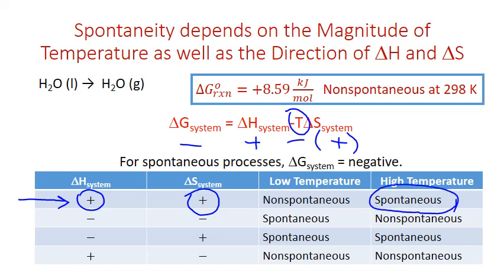If that temperature is too low, then the second term, temperature times delta S, will actually become smaller than our delta H term, and our balance will be positive or non-spontaneous. So at lower temperatures, this type of process is non-spontaneous. And we see this for the process of boiling. Boiling occurs at higher temperatures, but not at lower temperatures, not below the boiling point of that particular substance.